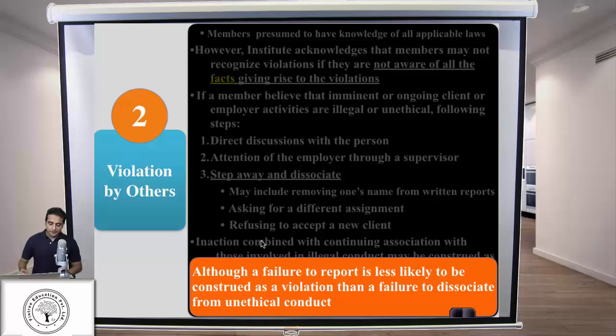Now see this. A failure to report is less likely to be construed as a violation. So you guys are doing something wrong, and I do not go to the regulator. It is fine. But if I fail to disassociate myself, then it would definitely be considered a violation. So not going to the regulator is okay, but not disassociating from a violation is not okay. Are we together on this?